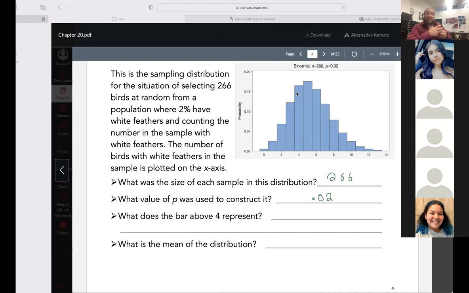So the probability, it's not so much the probability. Even though I know it says it on the left, it's more of all of my samples, 17% approximately of those samples ended up with 4 birds having white feathers or white plumage, whatever.